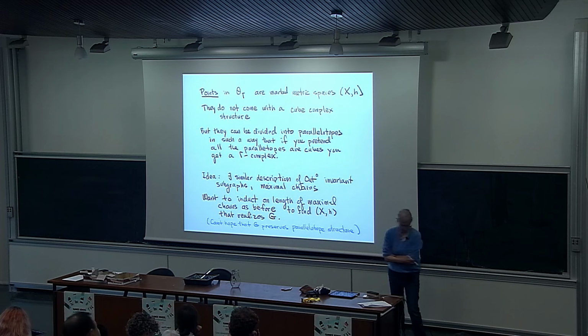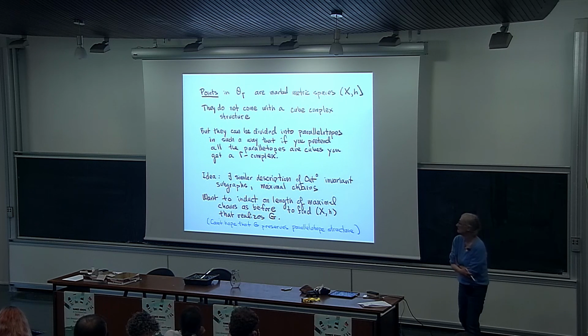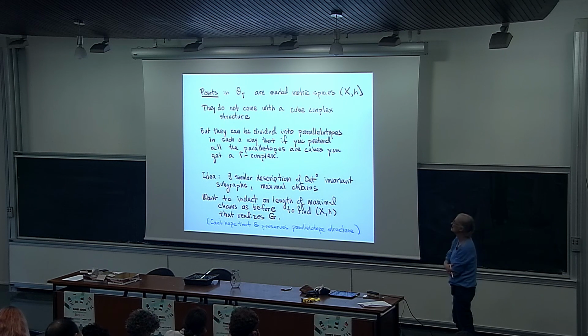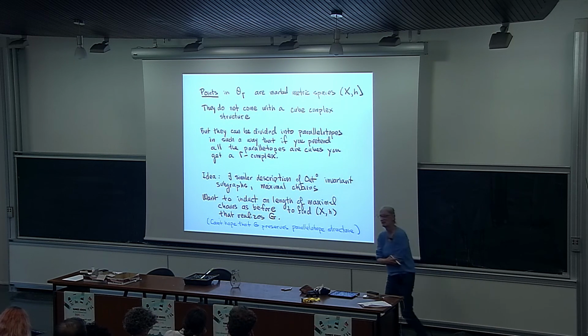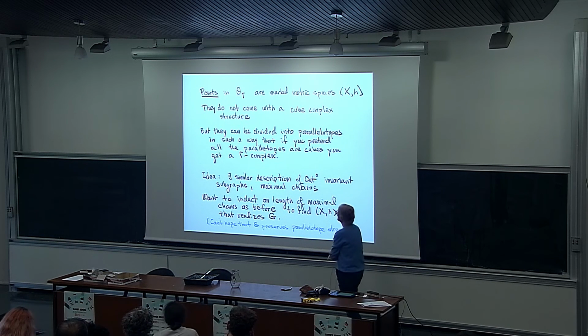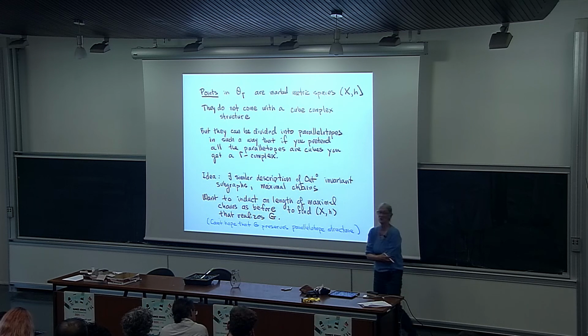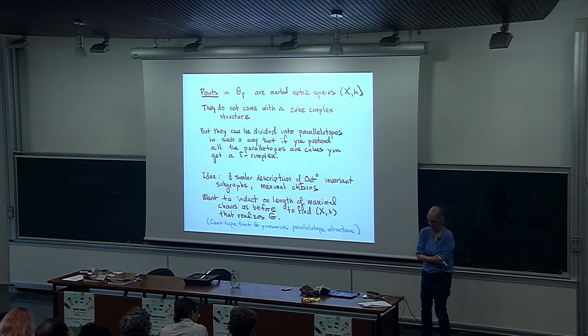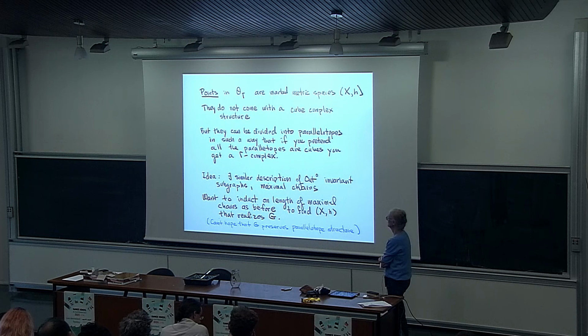So I have one minute. I want to point out the difficulties. So this outer space that we defined, points are marked metric spaces, but they don't come with a cube complex structure. All you can say about them is that you could divide them into parallelotopes, not cubes, in such a way that if you pretend that all the parallelotopes are cubes, you get a gamma complex. Okay, so the spaces seem floppier. There's lots of ways to divide them into parallelotopes that will work.